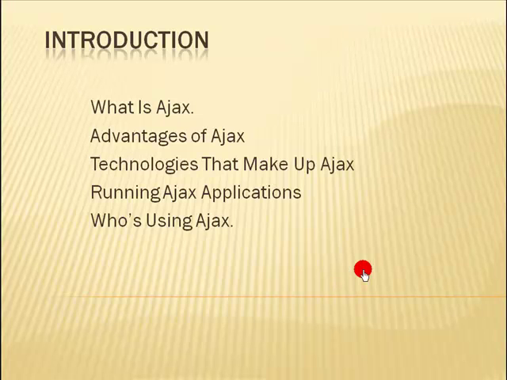First topic is what is Ajax, and then I will explain the advantages of Ajax, and then the technologies that make up Ajax, and the fourth topic is running an Ajax application. Under running an Ajax application, I will explain how to run an Ajax application in a website, and finally I will explain who's using Ajax. Under these 5 topics, you will be able to understand what Ajax is and what we use Ajax for in a website. Okay, let's turn to our first topic.